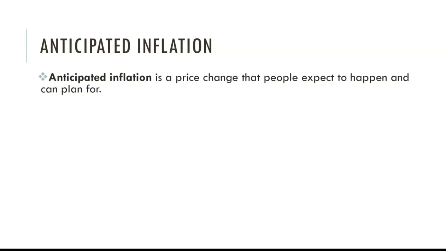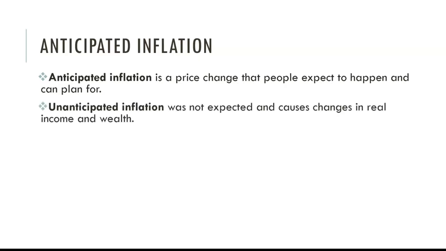Anticipated inflation means that we expected it, we planned for it. It's a price change that people expect to happen. Anticipated inflation generally is some low, consistent amount, 1, 2, 3%. Unanticipated inflation wasn't expected and causes changes in real income and wealth.